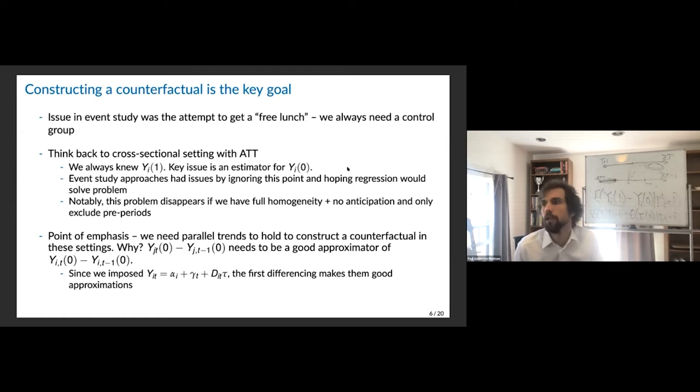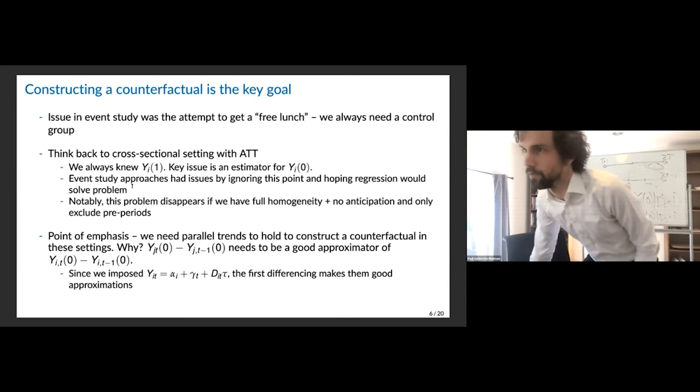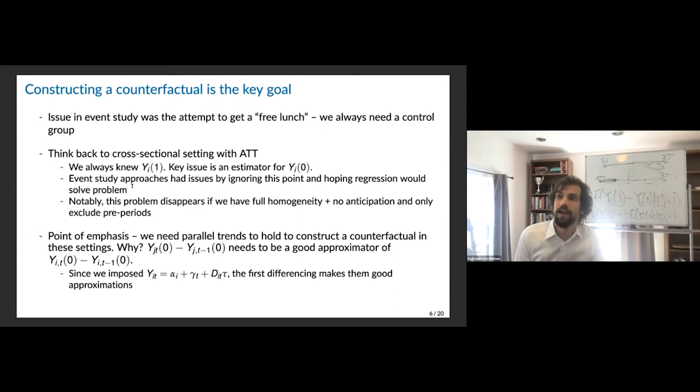And basically, this is maybe a little too strong here. This event study approach has had issues by ignoring this point and hoping regression would solve the problem. Maybe that's a little strong; it was potentially not thinking carefully about what the counterfactual was that was going into Yi0. What's notable, because of the panel structure, is that if you have full homogeneity, you actually can get back out the correct counterfactual just because of this linear approximation. When you have no heterogeneity, when all the things are the same, it ends up working out fine. That's in part because there's not really any averaging that has to happen. You can exactly nail down what the treatment effects are.